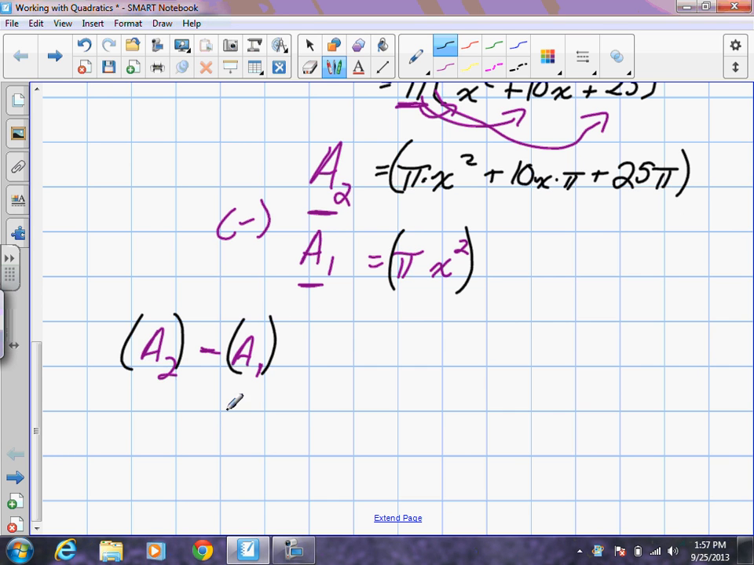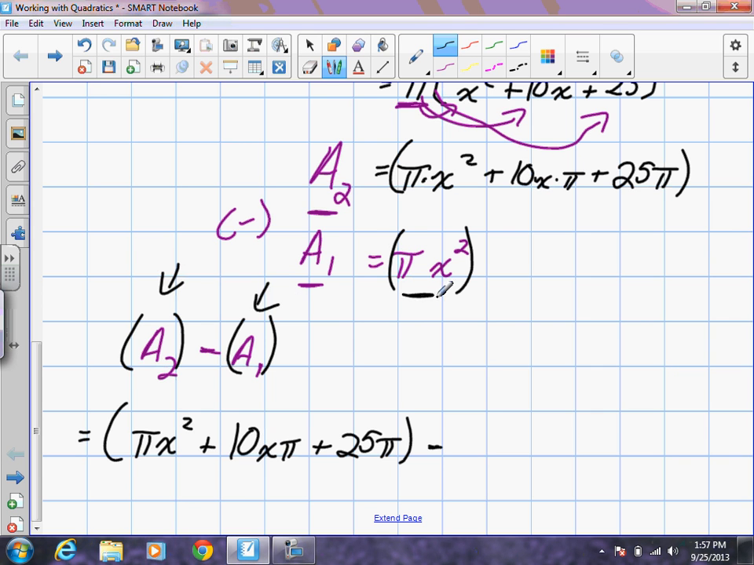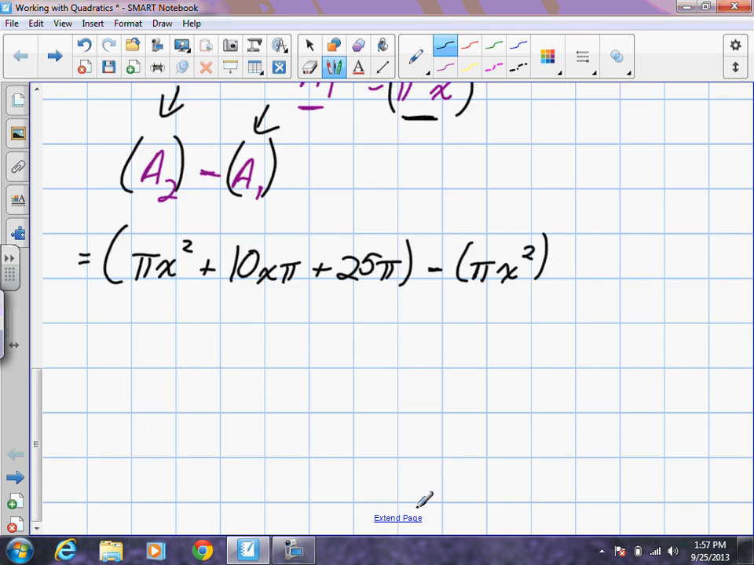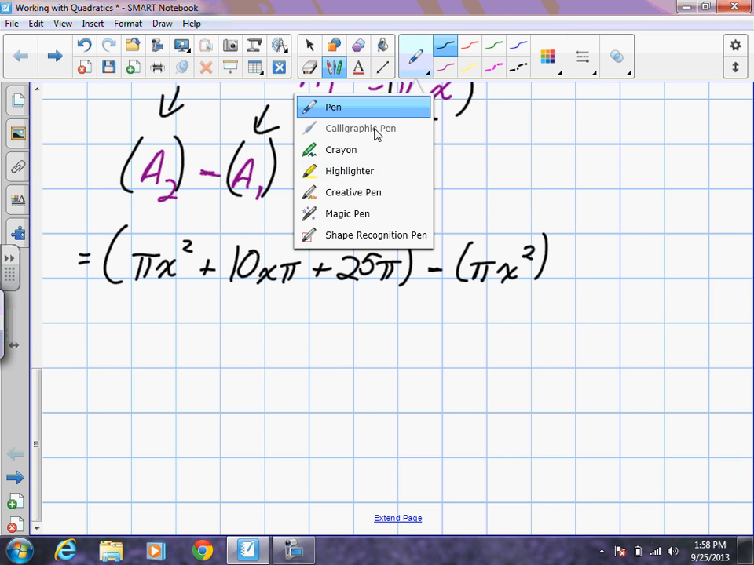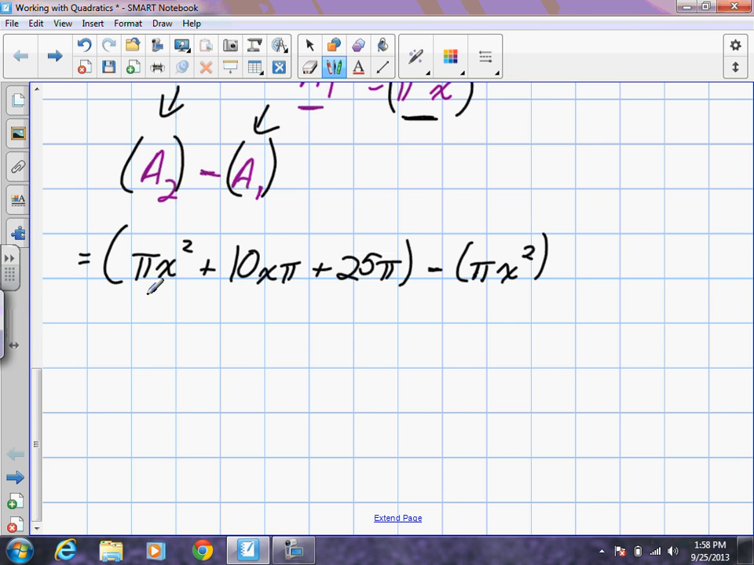So area of the second is pi x squared plus 10x pi plus 25 pi. That's the area of our second circle. We then subtract the area of the first circle, which is pi x squared. Now, to eliminate all the brackets, everything in these brackets is simplified. None of these are like terms. I don't have another pi x squared, I don't have another pi x, and I don't have another constant with pi in those brackets, and this is just one term.